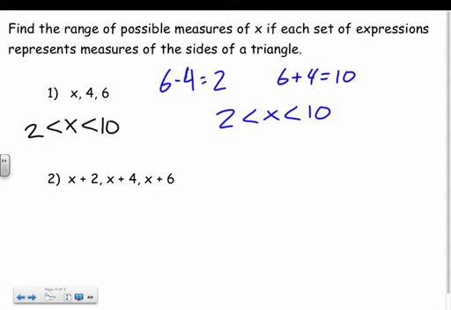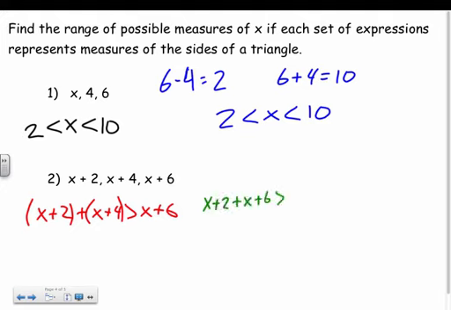Okay, when I look at 2, I can't do the easy way, the shortcut. I have to set up all my inequalities. So I take 2 sides, so x plus 2, and I take the other side, x plus 4, and I'm saying that they're greater than x plus 6. I'll put these in parentheses so we can see that I'm doing the 2 different sides. And then I got to do every single scenario. So I got x plus 2 plus x plus 6 now instead. It has to be greater than x plus 4.